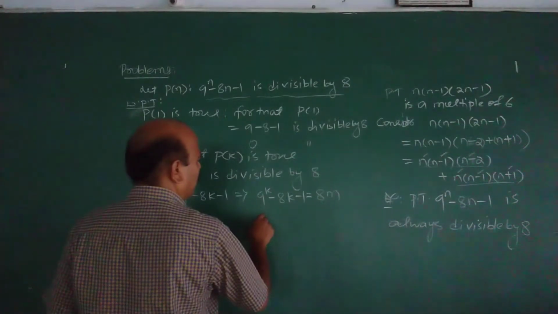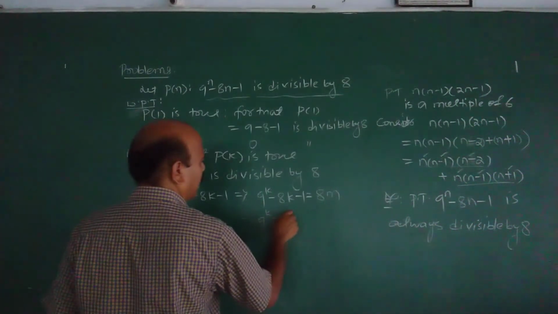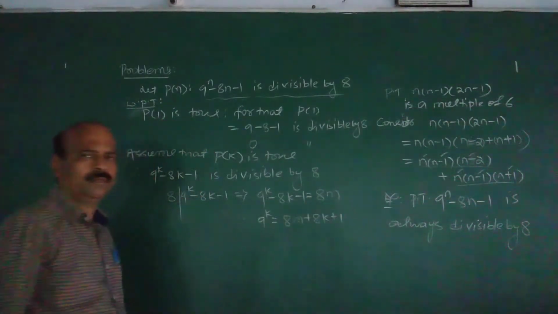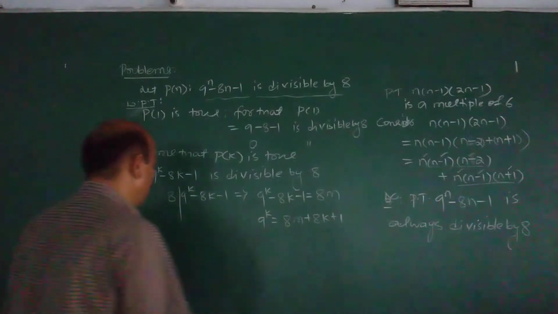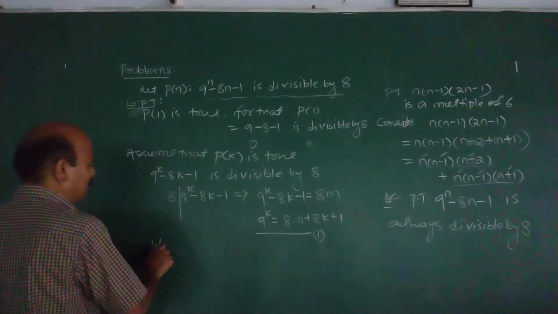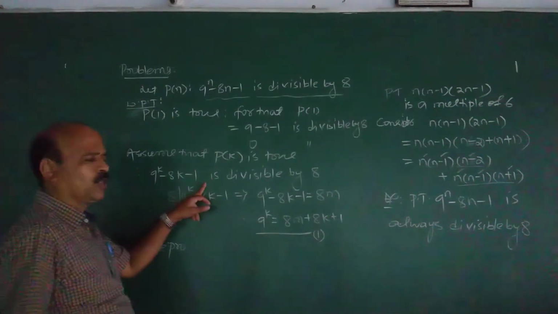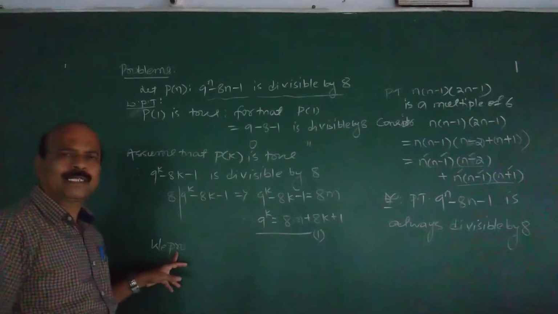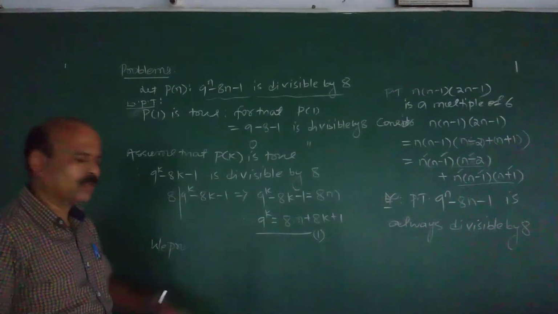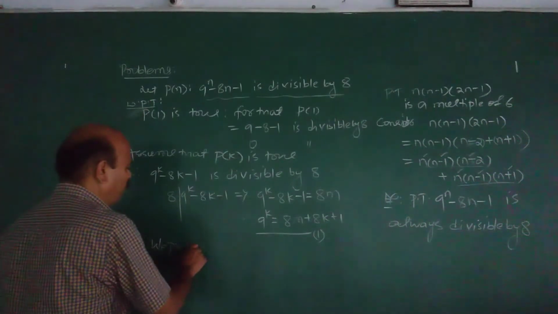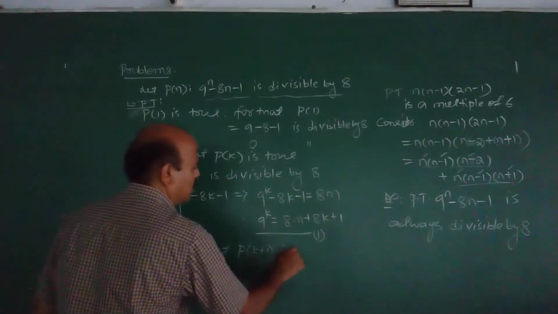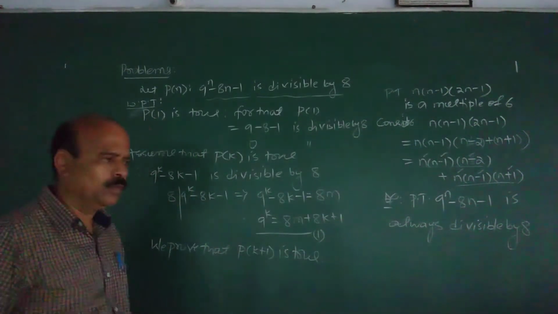Therefore, 9 raised to k is 8m plus 8k plus 1. Take this as 1. This is the induction hypothesis, our assumption. But the next step is important. After assuming it is true for k, you have to prove that it is true for k plus 1. That step is very important. We prove that P of k plus 1 is true. This we have to prove.